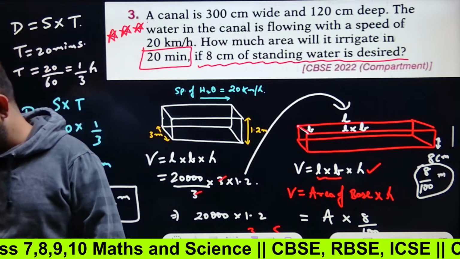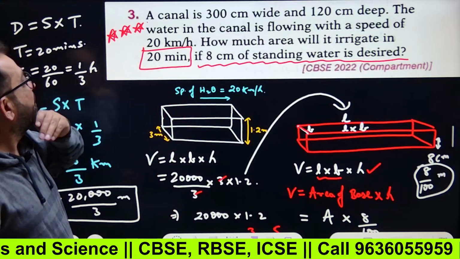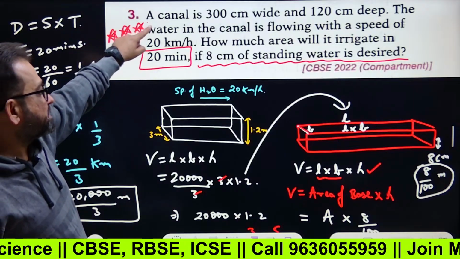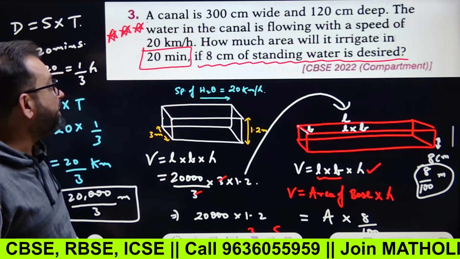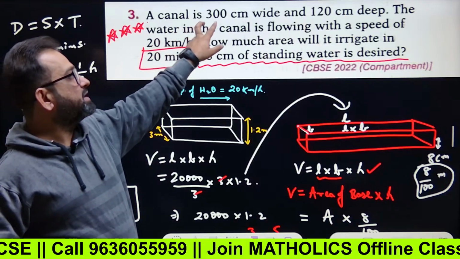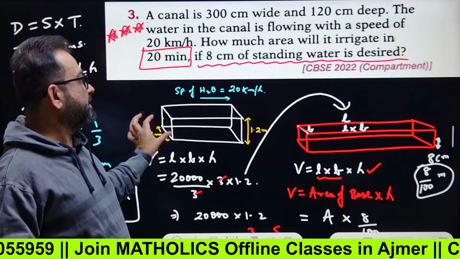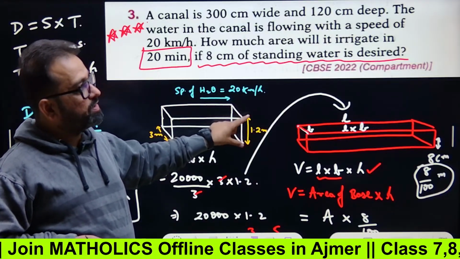What does that mean? There is a canal. Let's say this is a canal. A canal is 300 centimeter wide, 120 centimeter deep. So you must first convert this 300 centimeter to meter. That means 3 meter wide. This is 3 meter wide. 120 centimeter deep means 1.2 meter deep.